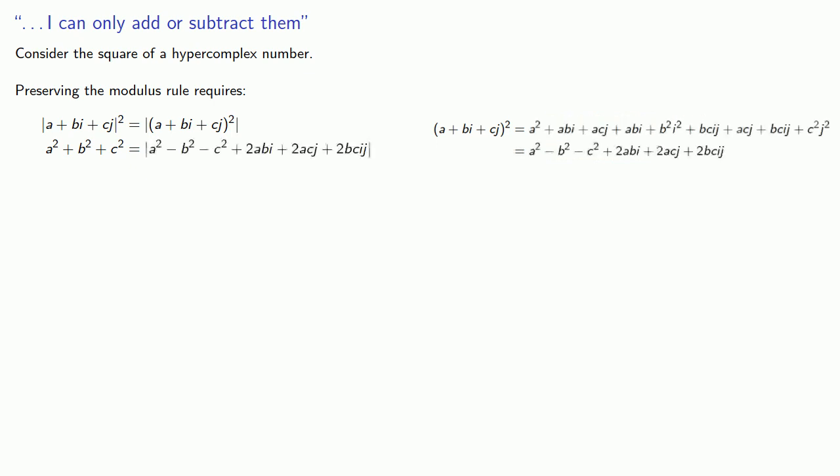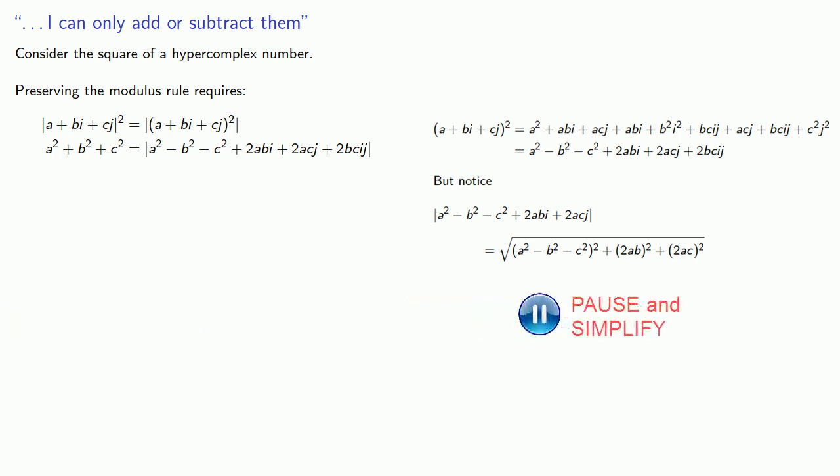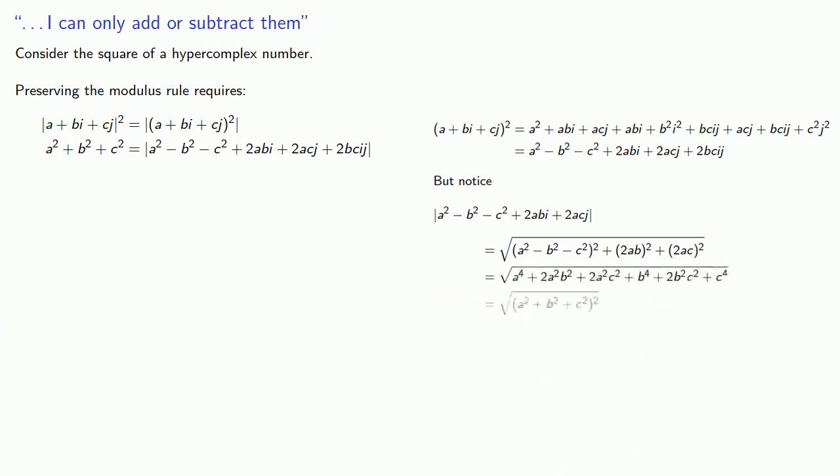And the thing to notice here is that if I take the modulus of everything except for the last term, I get, and if we simplify, we find that the modulus is, and what this means is that if we ignore this last term, the modulus rule holds. But how can we ignore that last term? This seems to require that this product ij has to be equal to zero.